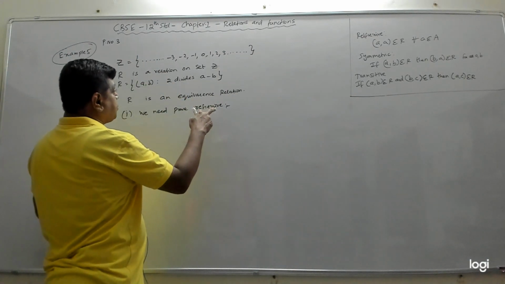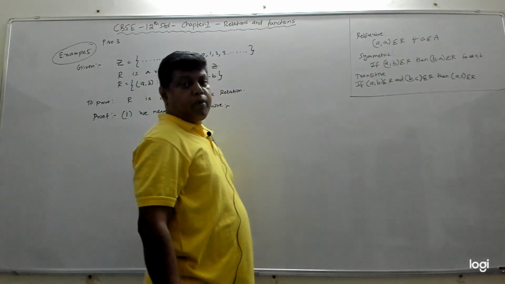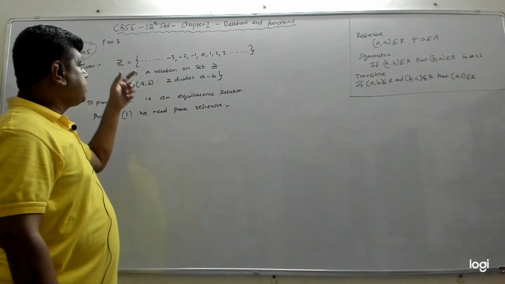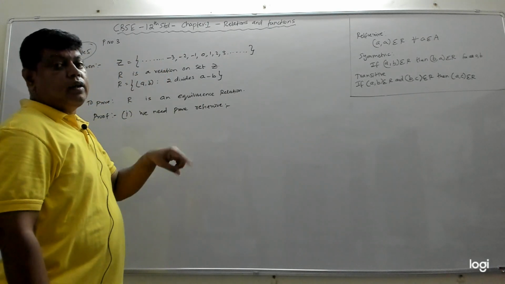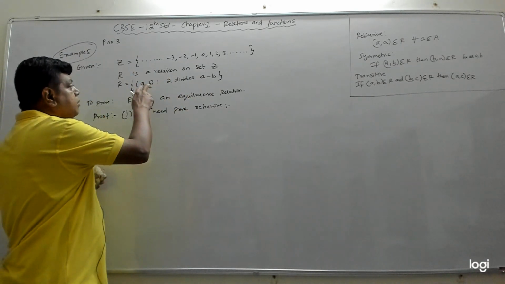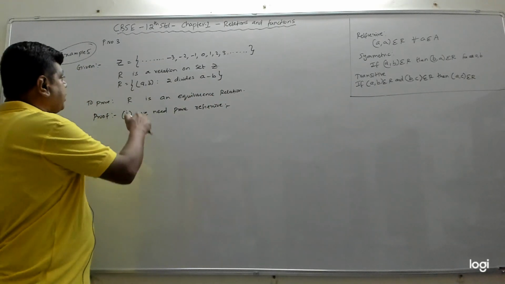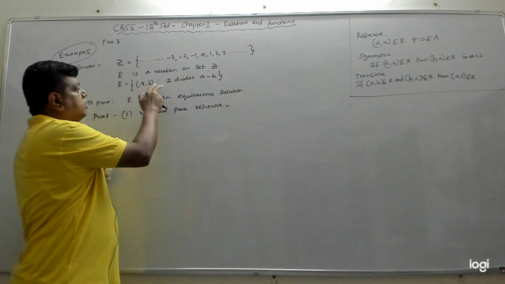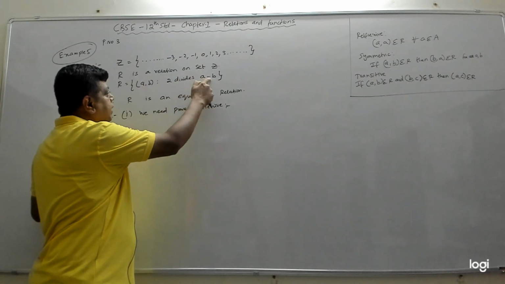Now, which means we should prove that A comma A belongs to R. You have to prove that A comma A belongs to R, where A is any element from Z. If I take any element from Z, suppose I call that element A, then that A comma A should be in this relation R. Now, when will A comma A be in R? If 2 divides A minus A. If A comma A should be in this set R, as per the definition, this is A comma A, which means 2 divides A minus A.